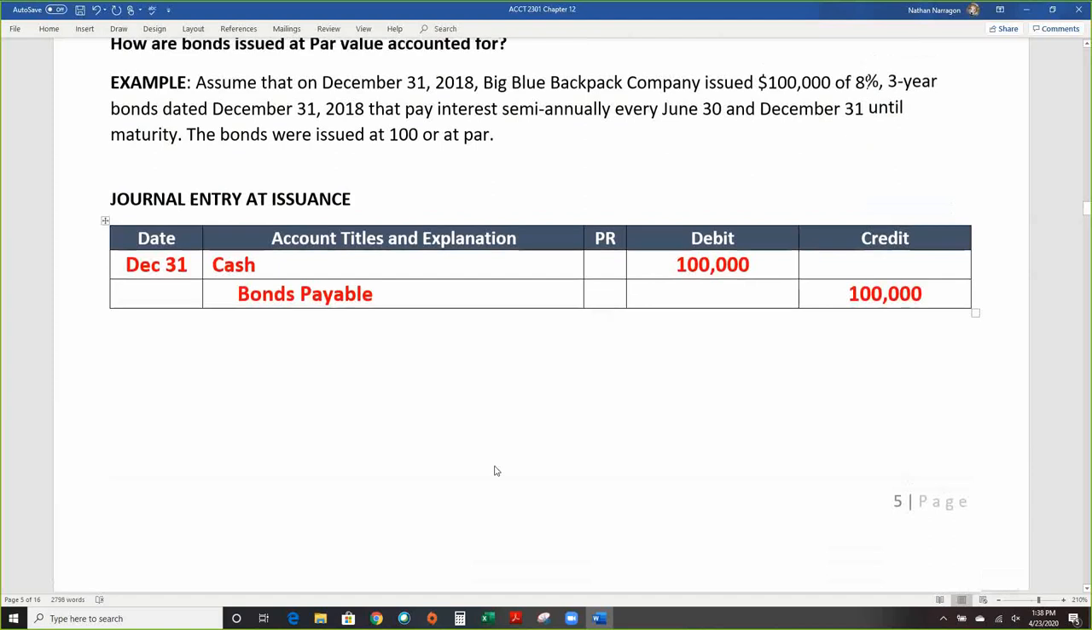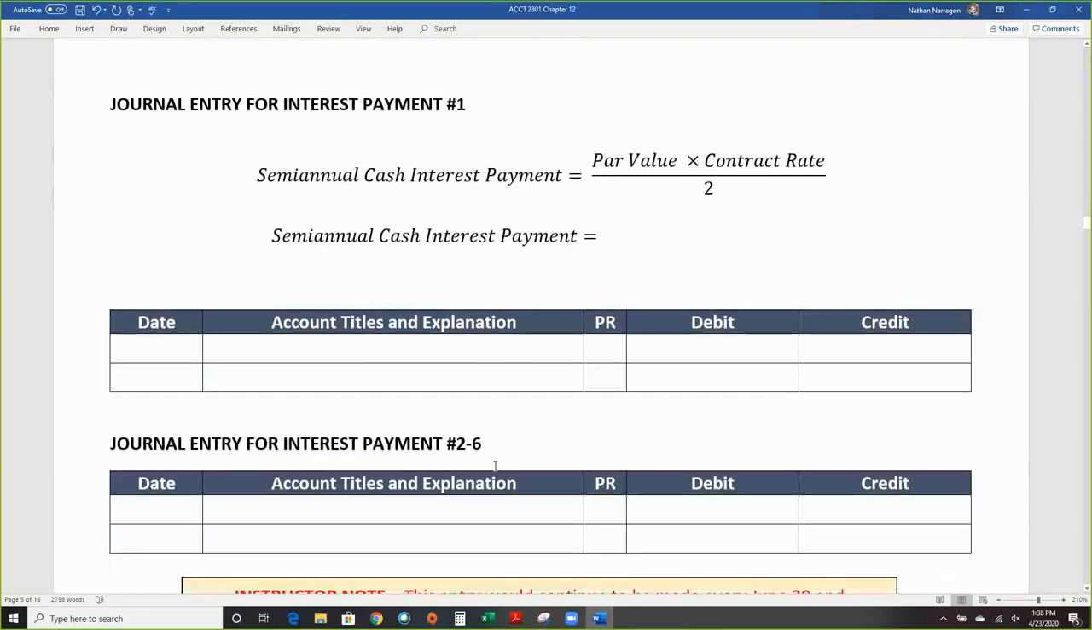Next, how do we calculate interest? Alright, so again, we got to pay interest every 6 months, so twice a year. Interest for a bond is calculated a little bit different than it is for our notes. So this is actually par value times the contract rate, our stated rate. It's usually divided by however many payments we do during the year. Since semi is usually the common one, we're just going to go ahead and go by 2.